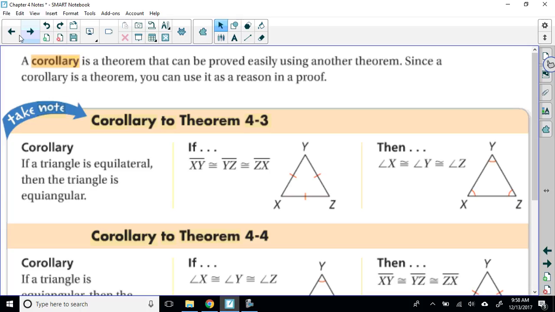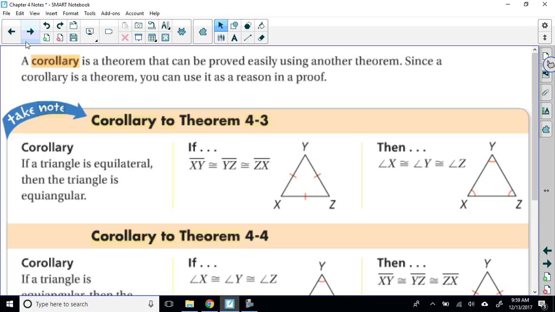A corollary is a theorem that can be proved easily using another theorem. Since a corollary is a theorem, you can use it as a reason in a proof. So more stuff to memorize, more stuff to refer back to. Corollary to theorem 4.3. So now we're moving on from isosceles to equilaterals. If a triangle is equilateral, then the triangle is equiangular.